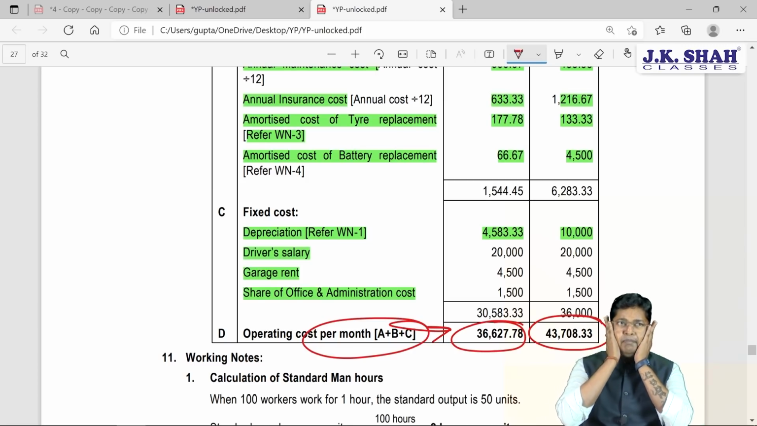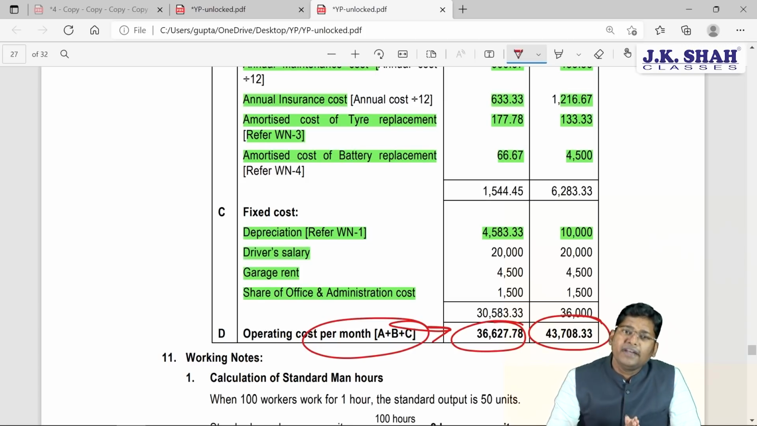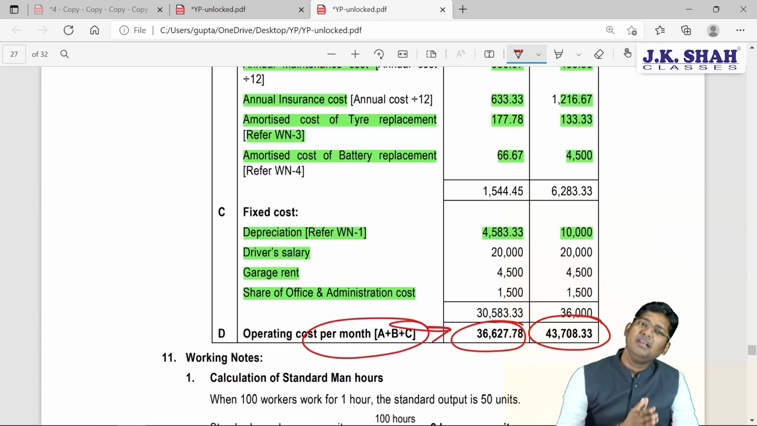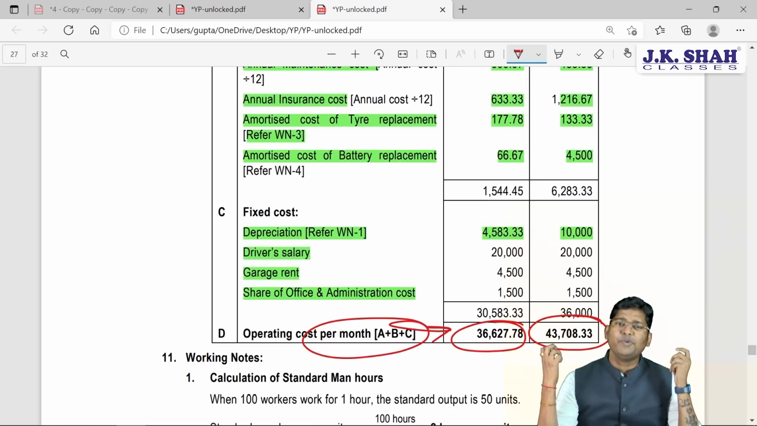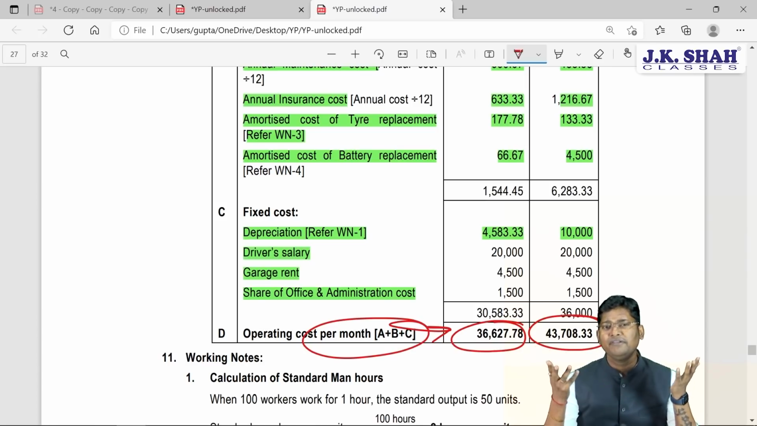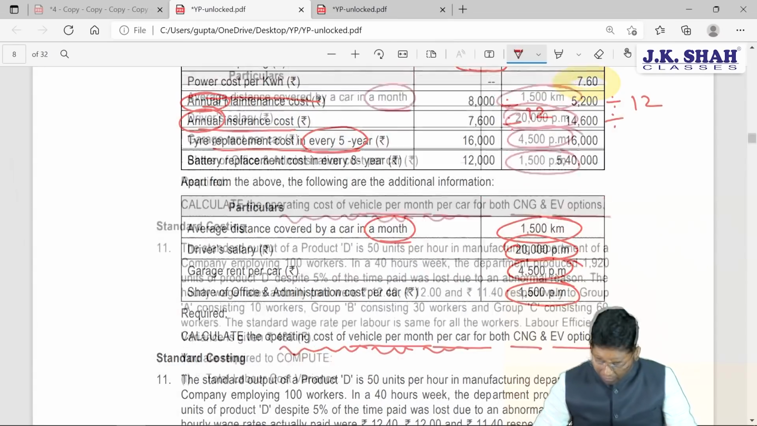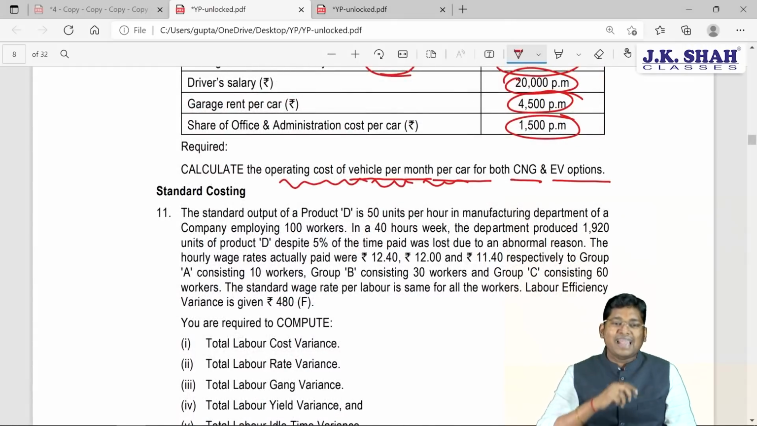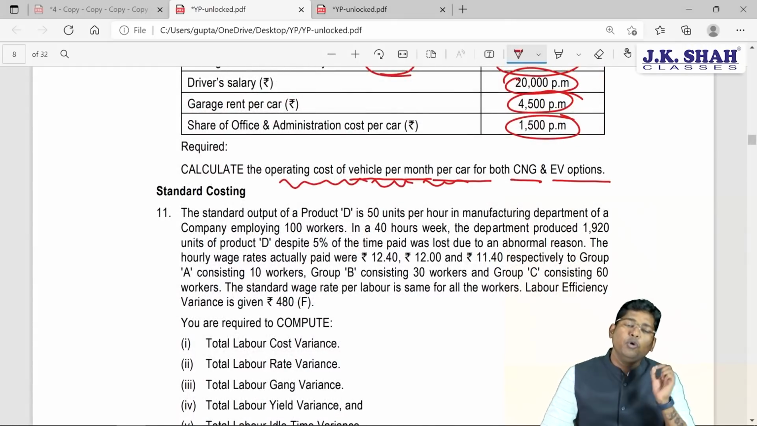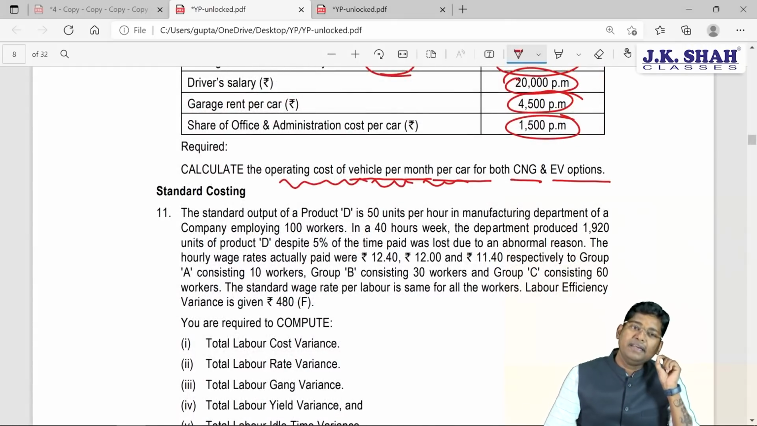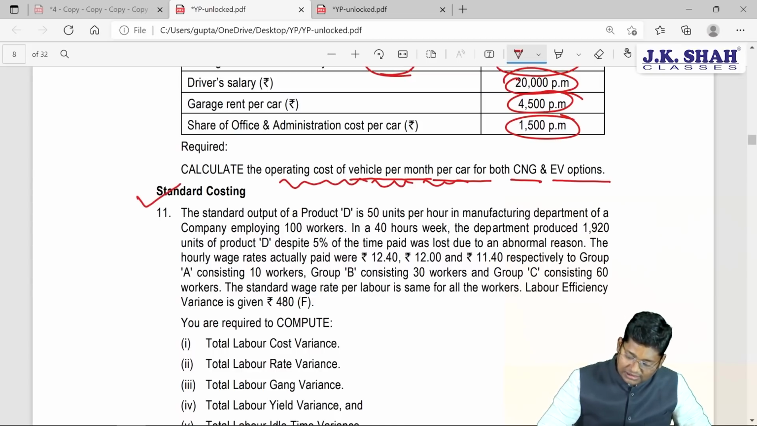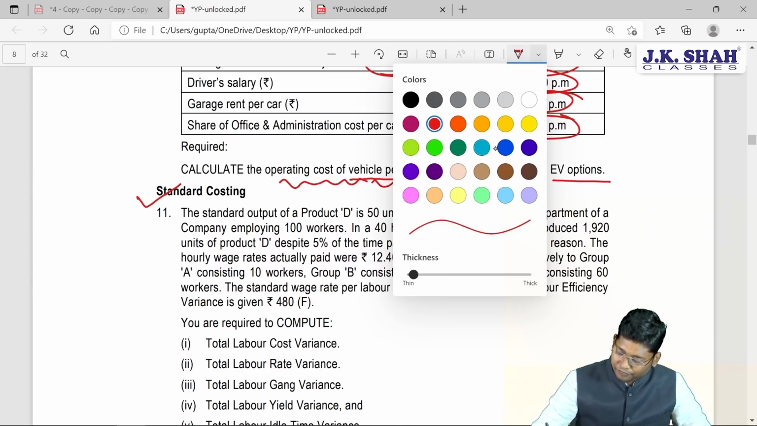There are multiple variances covered in the standard costing chapter, which covers material variances, labor variances, variable overhead variances, fixed overhead variances, sales variances, everything is covered. But in RTP, the question given from the standard costing chapter covers only and only labor related variances, and this question is important from exam point of view.